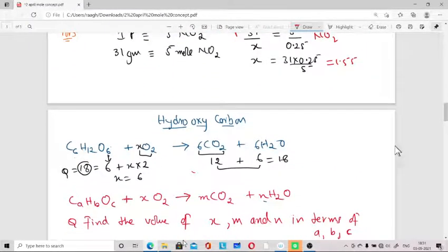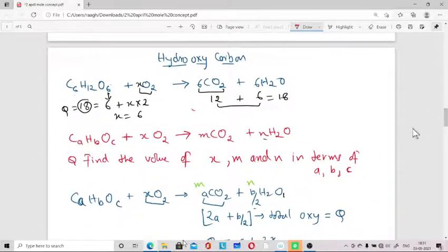Now let's take hydrocarbons with oxygen, meaning oxygen is present in the hydrocarbons.